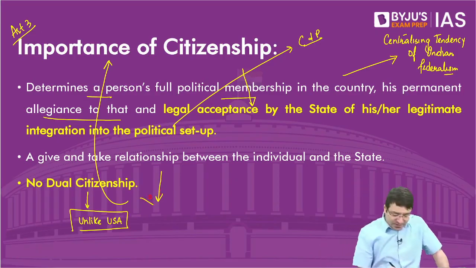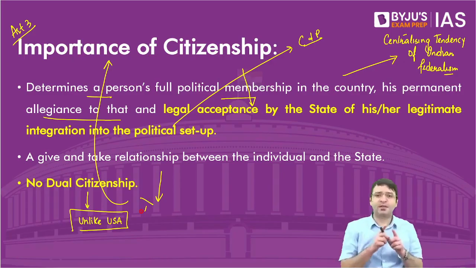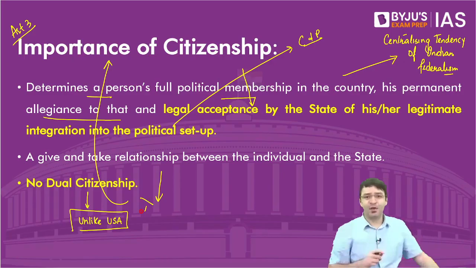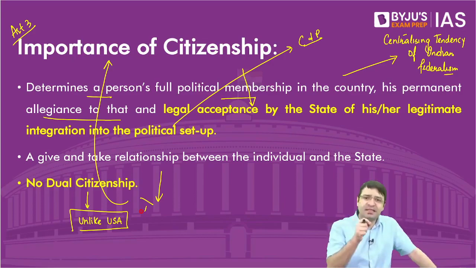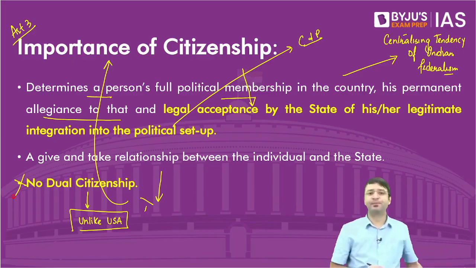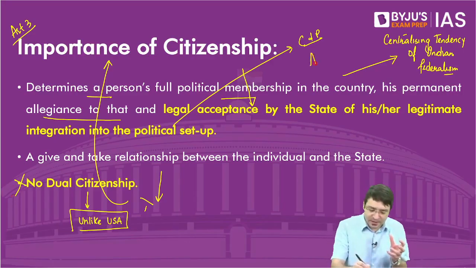But that is not the case in India. In India, you are only the citizen of India. You are not the citizen of any state. You may be a resident of Karnataka. You may be a resident of Maharashtra. You may be a resident of Tamil Nadu. You may be a resident of Uttar Pradesh, but you are only the citizen of India. There is no such concept as dual citizenship. And what is this centralizing tendency of Indian federalism? Article 11.